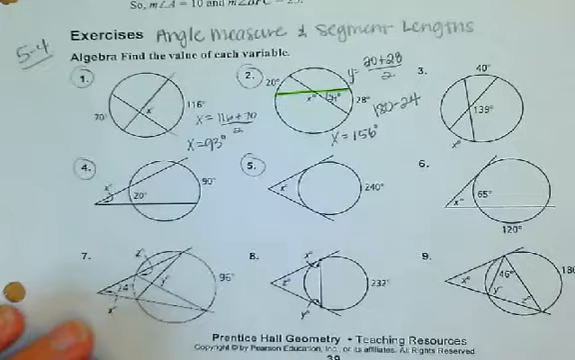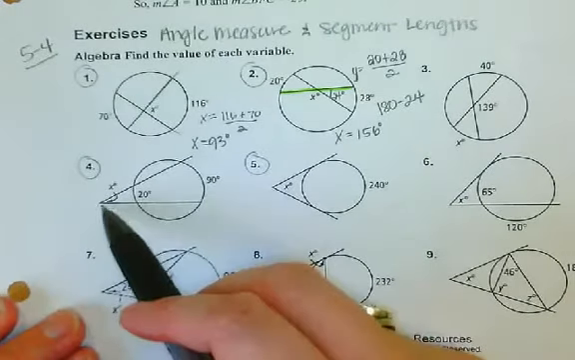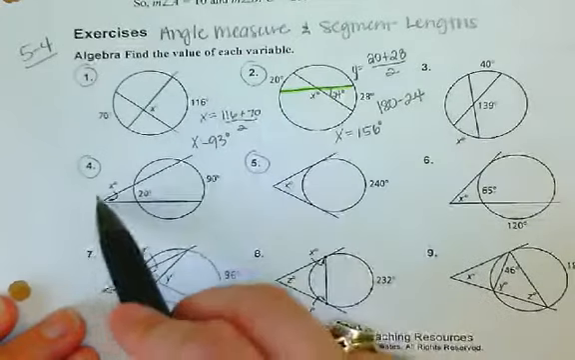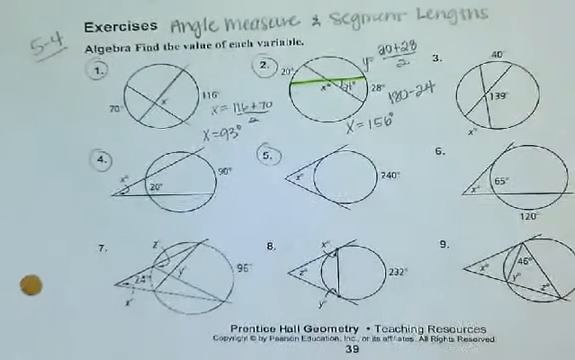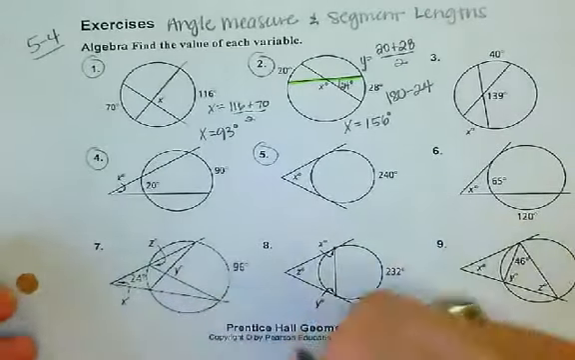Now for problem number 4, I have a different type of problem. I have a secant line and they meet outside of my circle. For 1 and 2, both of those angles were inside the circle. Number 4, my angle is outside my circle. So in order to solve for that, I have to use a different theorem.